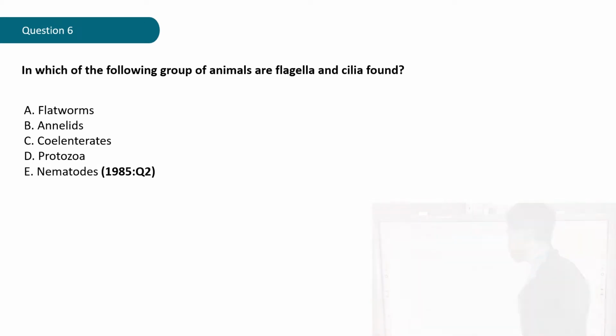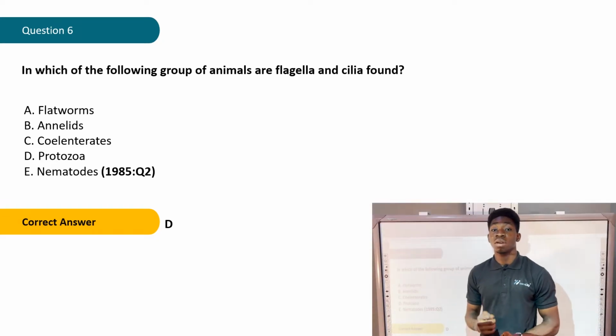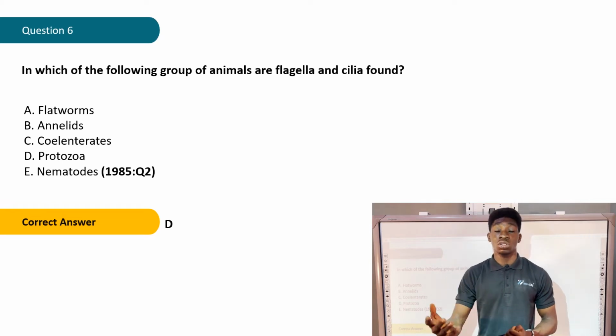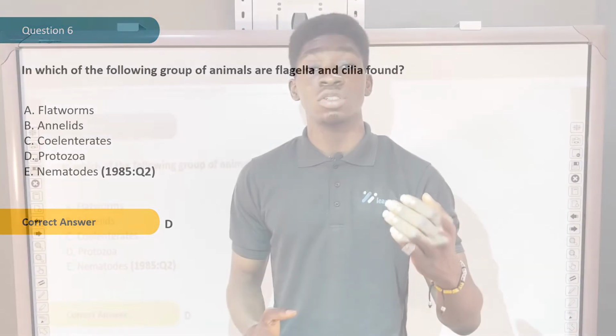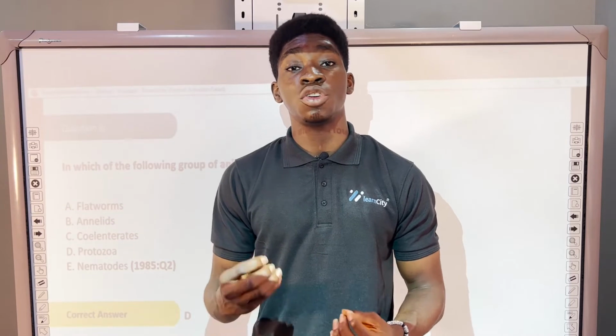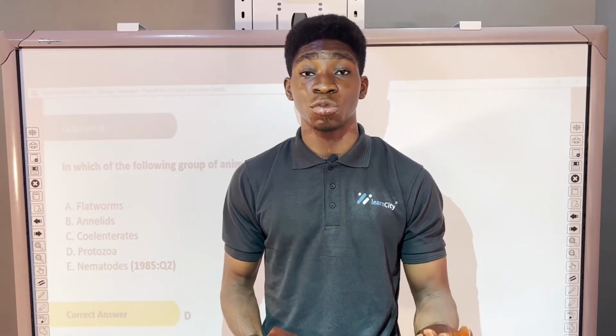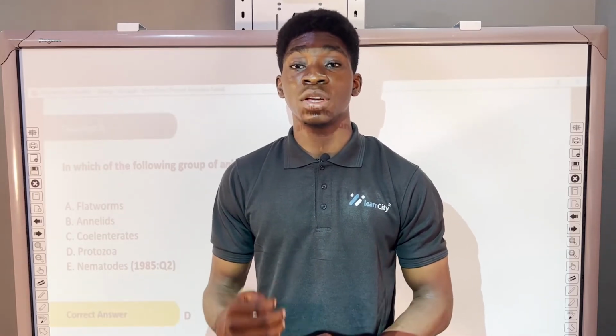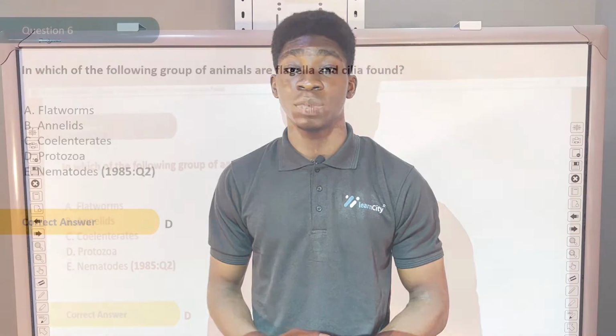The correct answer is D, protozoa. The correct answer is D because flagella and cilia are structures found in organisms used for movement. So some animals under the protozoa use cilia or flagella for movement. For example, Paramecium makes use of cilia for movement, while Euglena makes use of flagellum for movement.